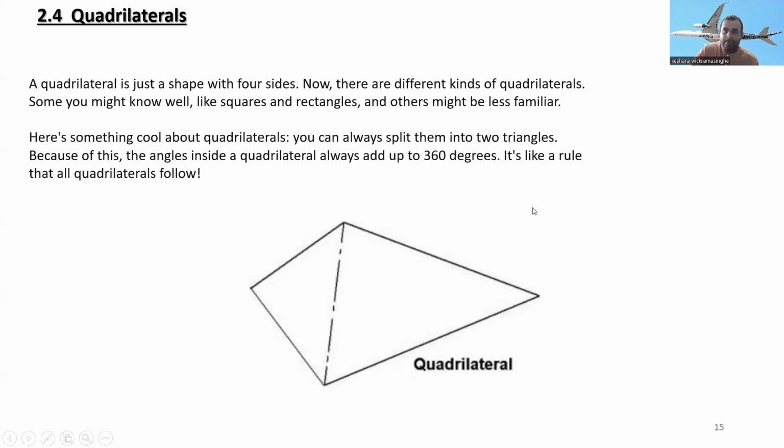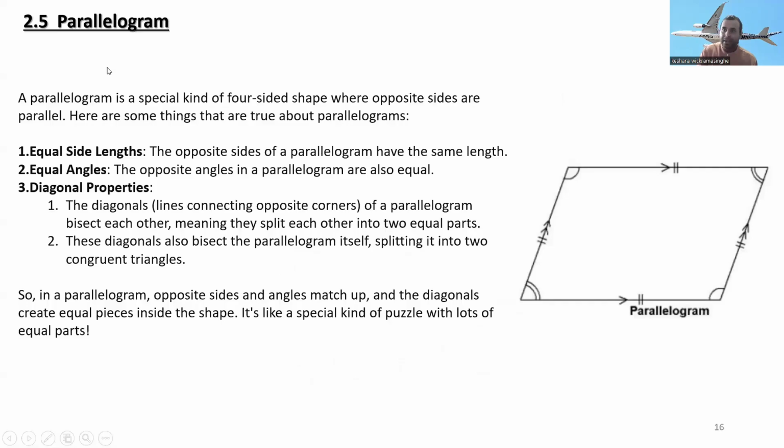Okay, remember. Now the parallelogram. You can see here is also a parallelogram. It's also like a quadrilateral, right? So a parallelogram is a special kind of 4-sided shape where opposite sides are parallel. Okay, opposite sides are parallel. Here are some things that are true about parallelograms.